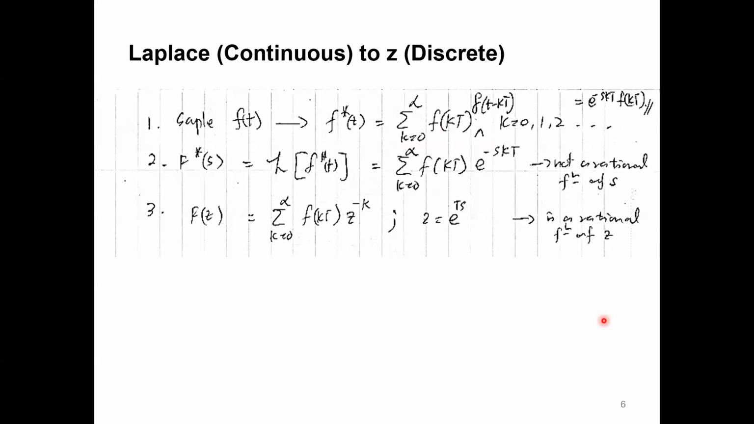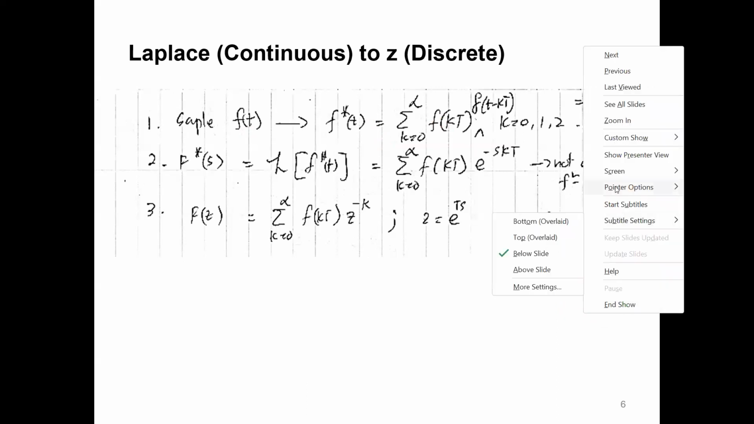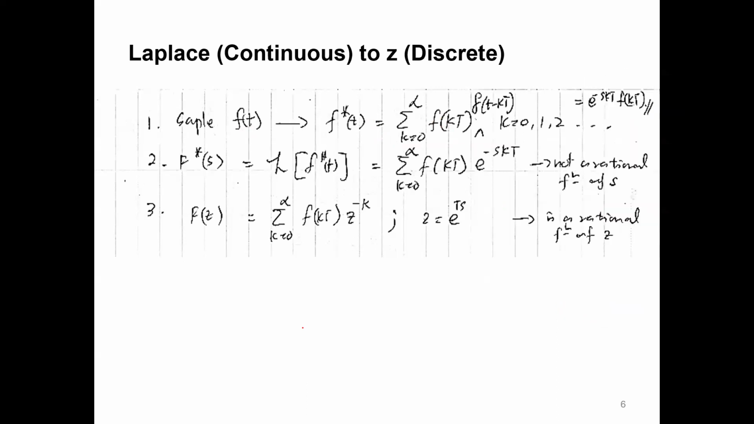So if I draw it here, say if this is the signal and this is time kT, this is k and T. So this is the value of the function at that moment of time. This is the value of the function, and this is actually f(kT), this one.